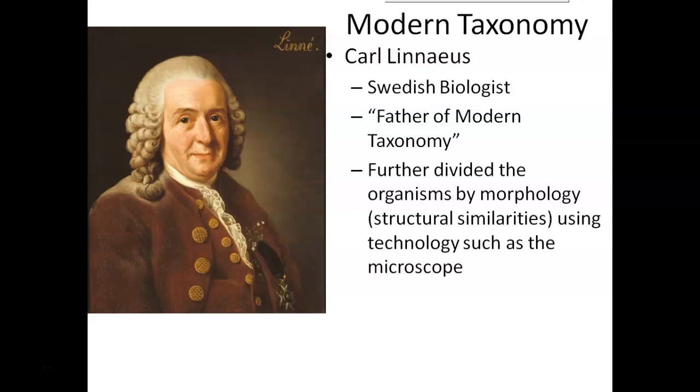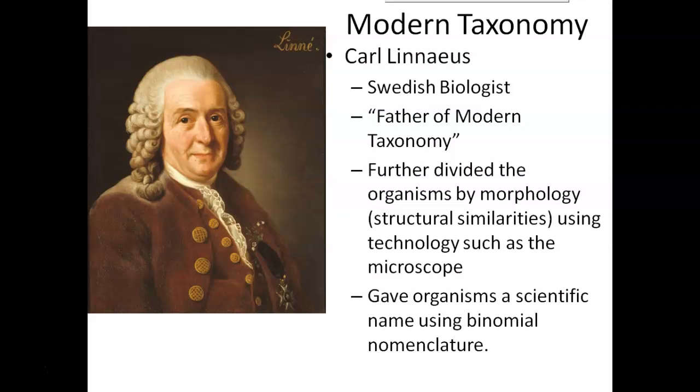Okay, so he divided organisms by their morphology. Morphology means structural similarities, so like how they're built, kind of like how spiders have 8 legs and insects only have 6. Okay, so he looked at how they were built, and he also found some of the microorganisms and other bacteria using things like the microscope, because right around this time, remember, microscopes are like the new cool thing.